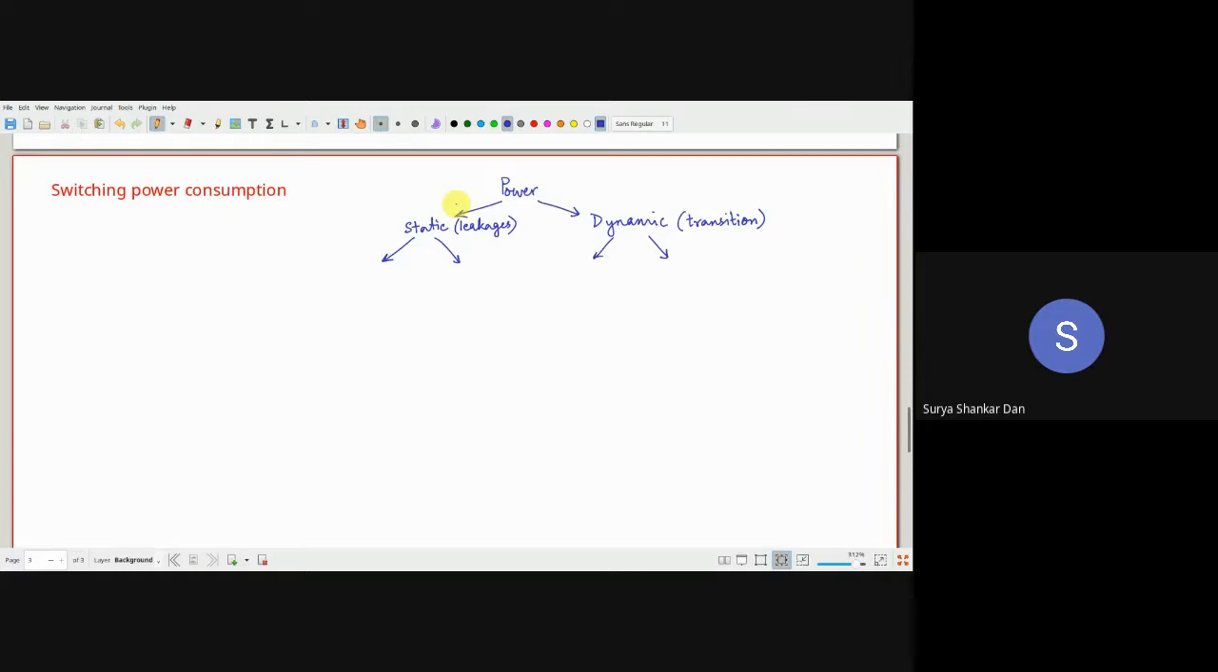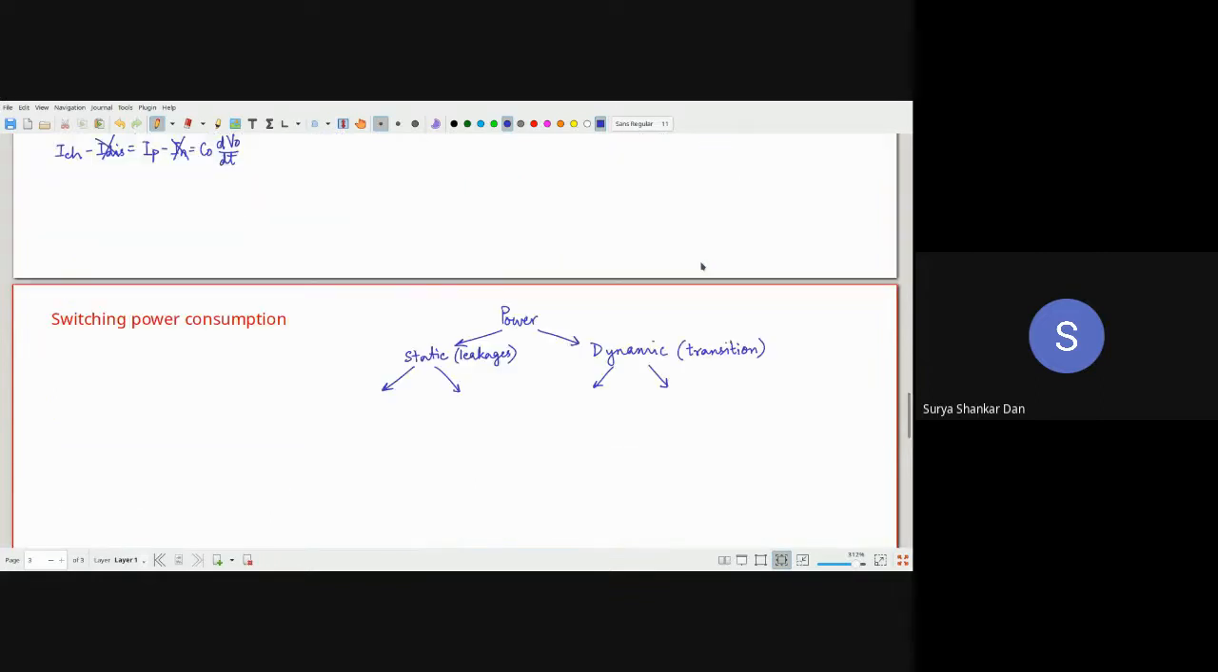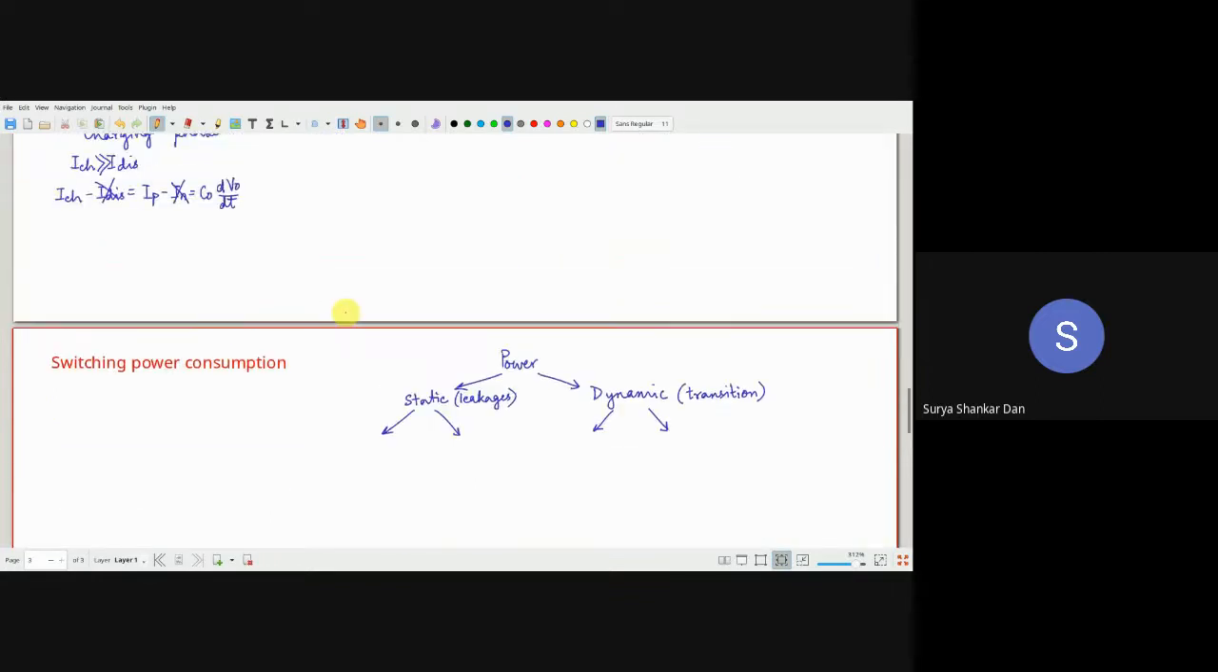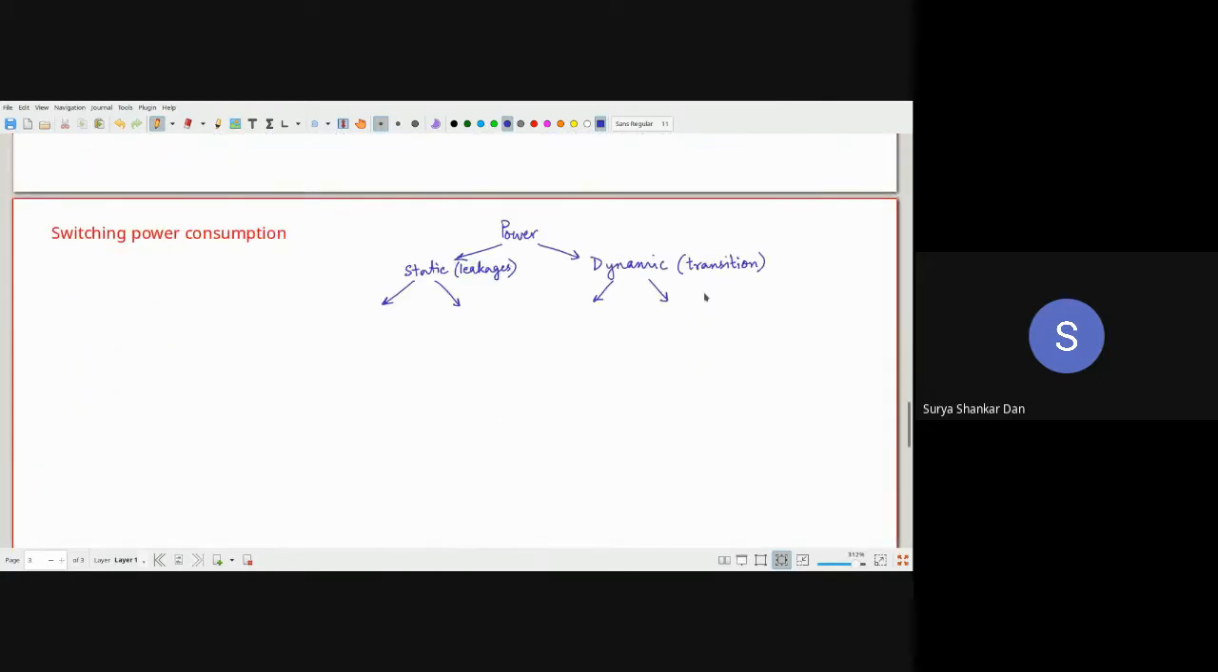Okay, static means, as I showed over here, region 1 and region 5. In fact, static will dominate in region 1 and region 5. Of course, there are static dissipations in 2, 3, 4 also, but nobody cares in 2, 3, 4 because the power over here will be dominated by the dynamic itself. The dynamic power consumption will be way much larger compared to the leakages in 1 and 5. Okay, so we will see all those things later.